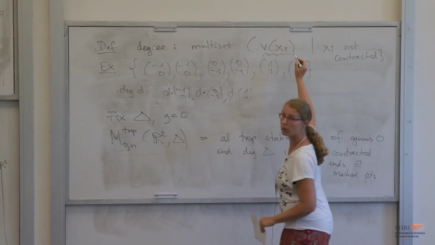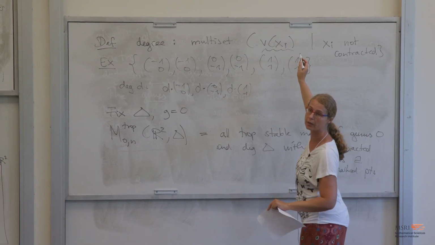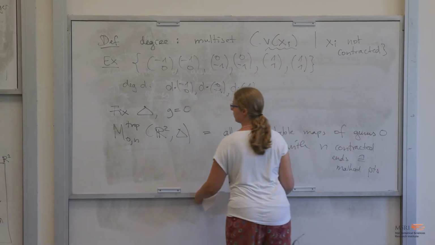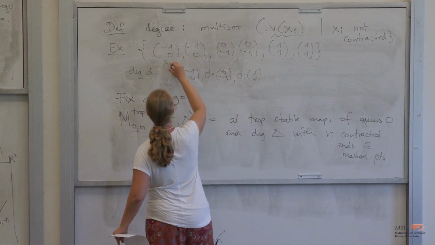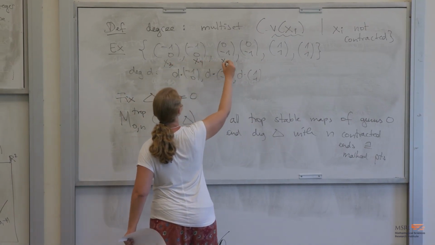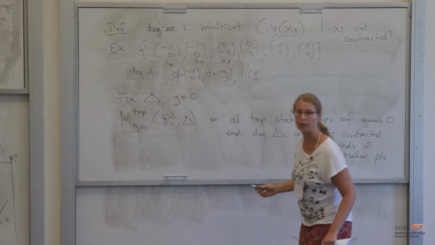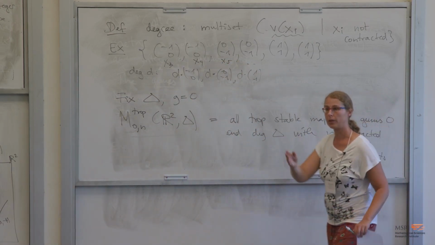I need to somehow remember what v of xi is. So here I should have written this. In my example, this was for x3, x4, x5, and so on. Very good question. Yeah, Alessio, please.